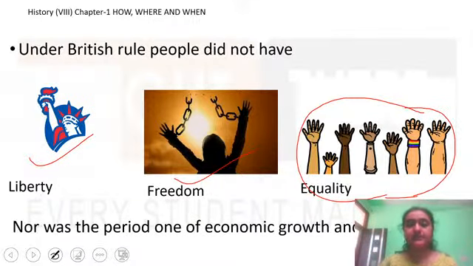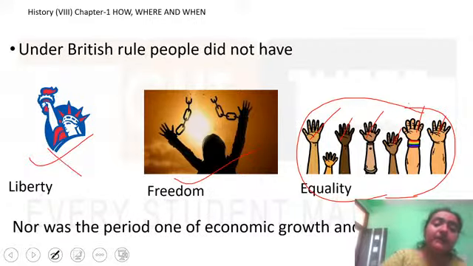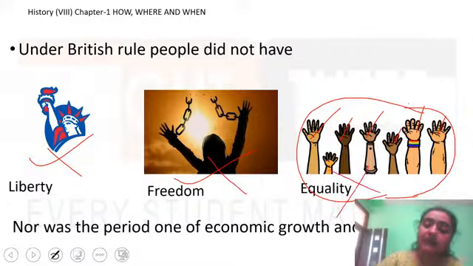I have chosen this picture particularly because in this picture you can see inequality on the basis of the races. You can see the color of the skin. Okay, so the Indians were discriminated on the basis of their races. Okay, race के बेस पे लोगों के साथ डिस्क्रिमिनेशन होता था. So liberty, freedom and equality, nothing was present during the British period.